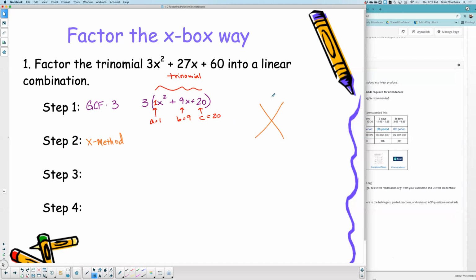It's very helpful. So remember that A times C is going to go on the top of the X, and the B value will go on the bottom of the X. So A times C means 1 times 20. What is 1 times 20? 20. So the product is 20. And then 9 is our B value. So here's what we're going to try to do. And I like to list out the options. We're going to come up with 2 numbers, which on the previous slide I referred to as the letters M and N, but 2 numbers that multiply to be 20 and add to be 9.